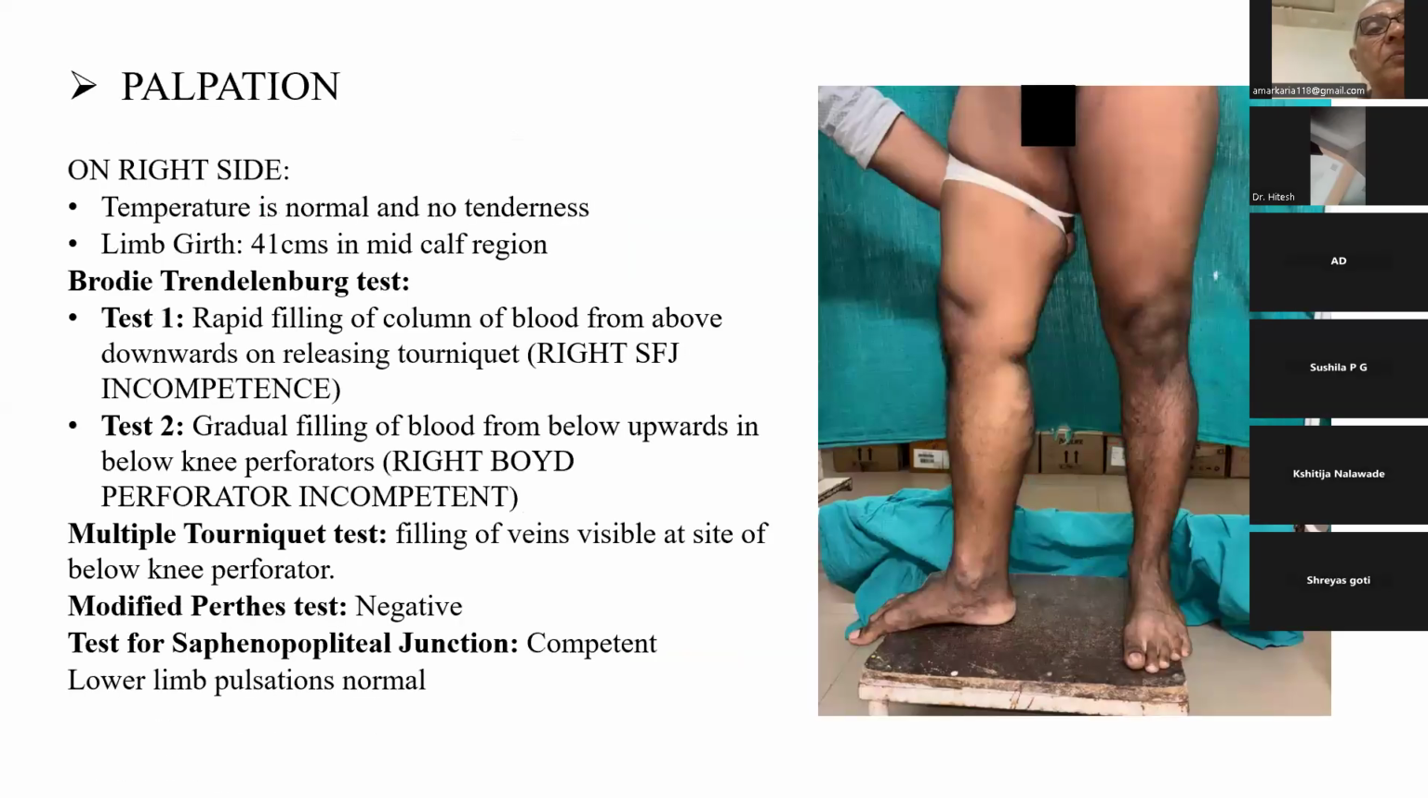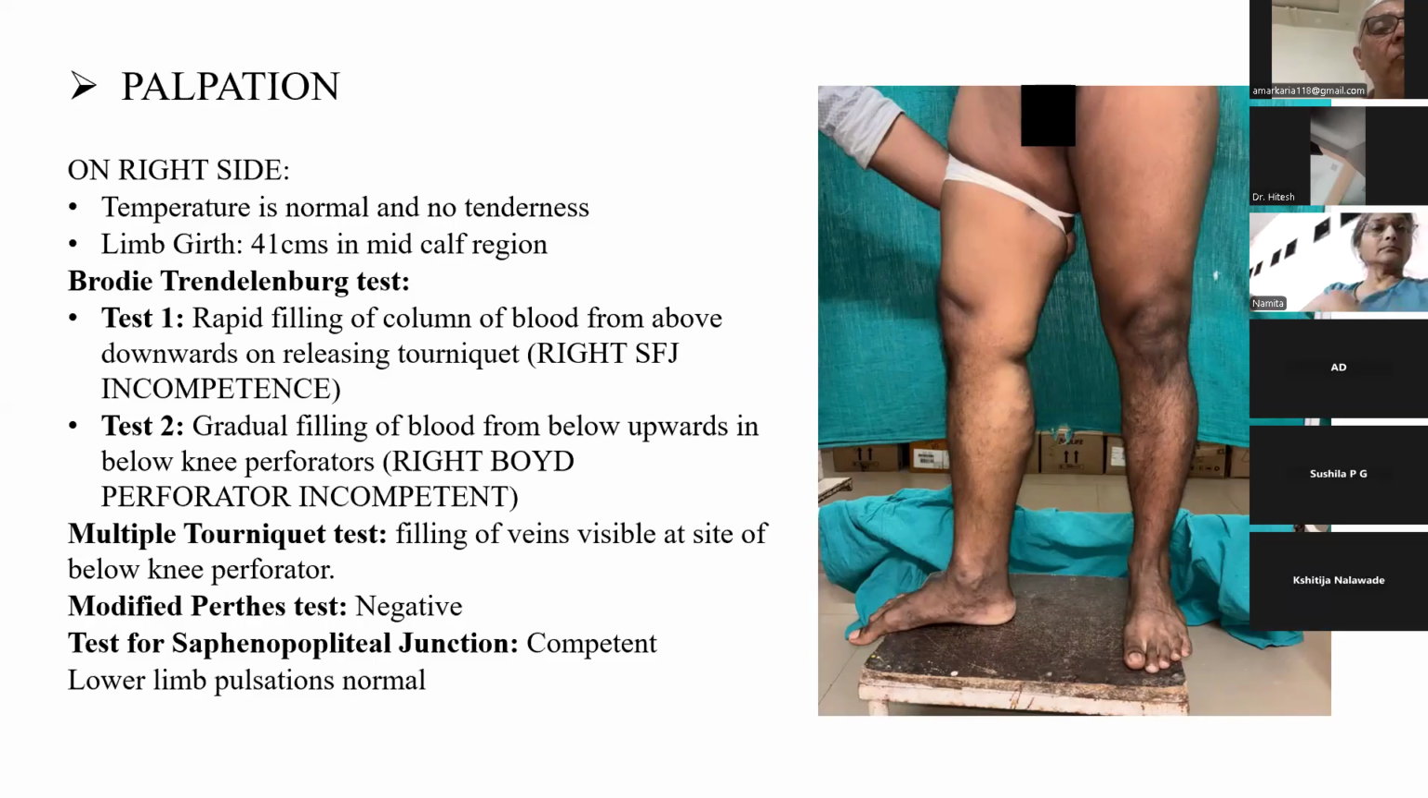On palpation, on right side, temperature is normal and no tenderness. Limb girth is 41 centimeters in mid calf region. Brodie-Trendelenburg test, test 1: there is rapid filling of column of blood from above downwards on releasing tourniquet, which is suggestive of right SFJ incompetence. And test 2: gradual filling of blood from below upwards in below knee perforators, right below knee perforator incompetent.